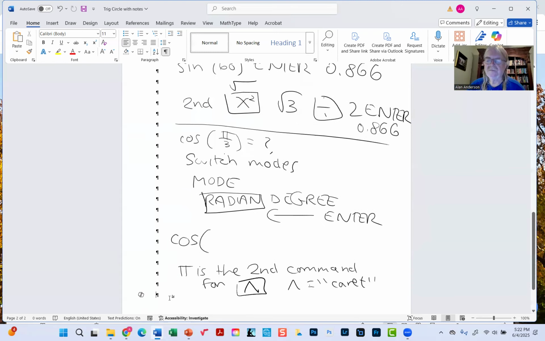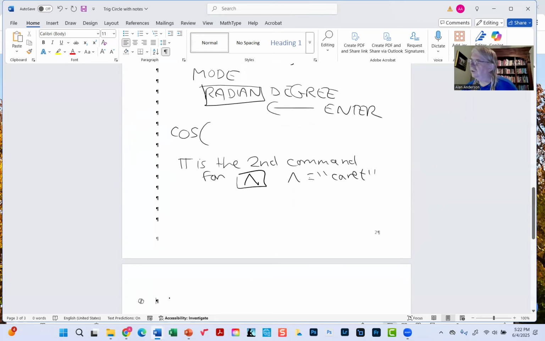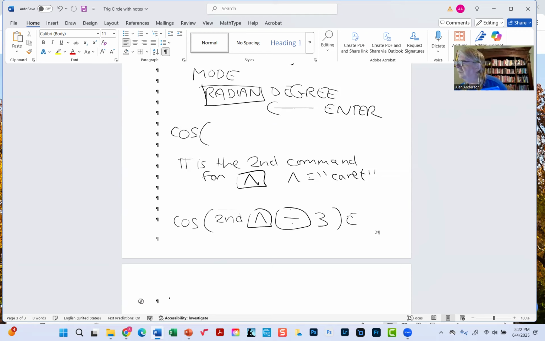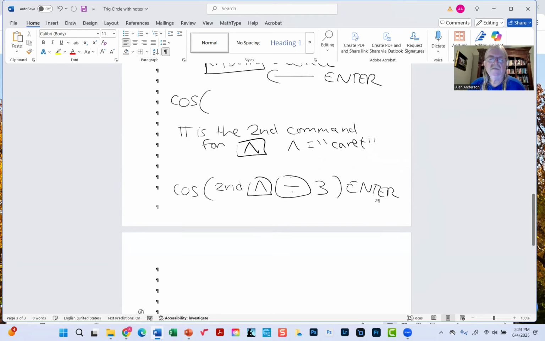So what you're going to have to do is type cosine, open parentheses, second caret, divided by 3, close parentheses, and then enter. And it'll be a half. Okay. And of course, for sine, you do the same thing. Second.